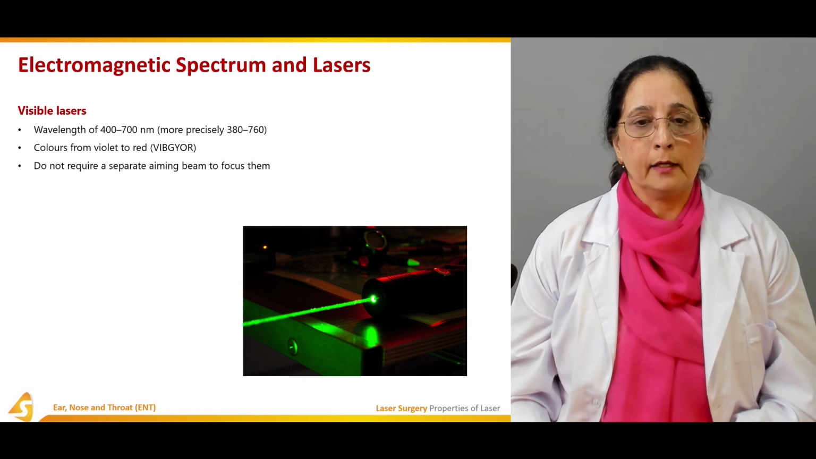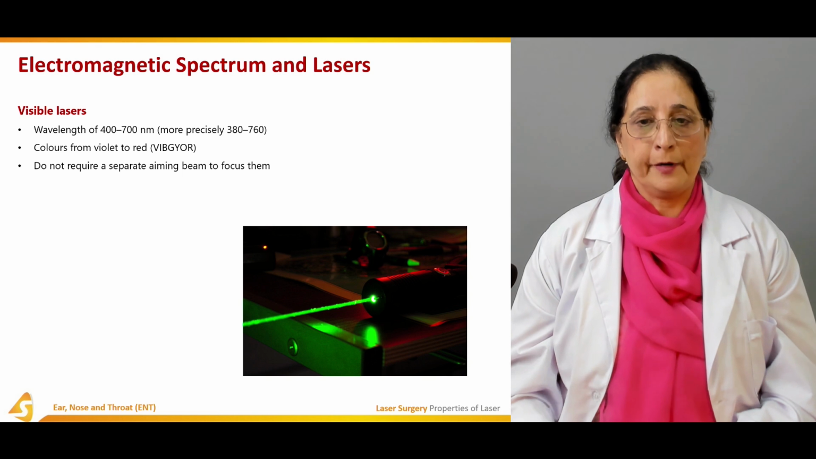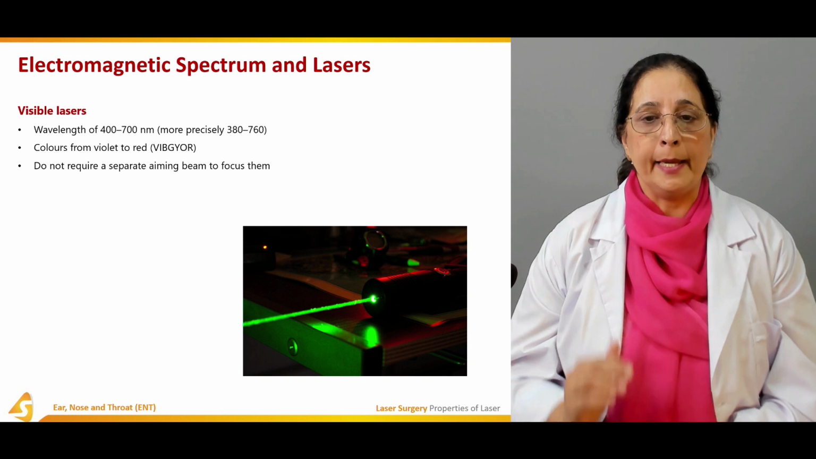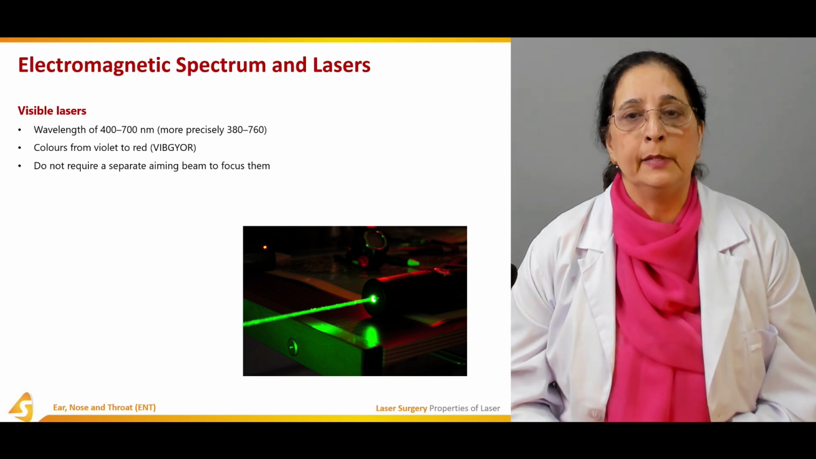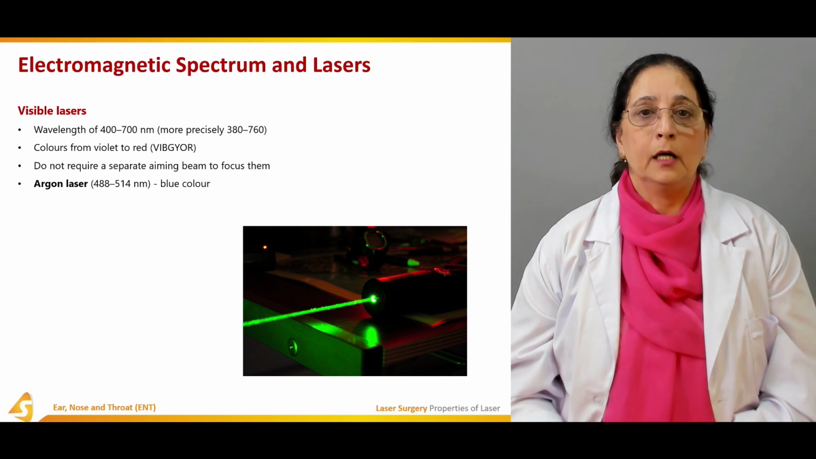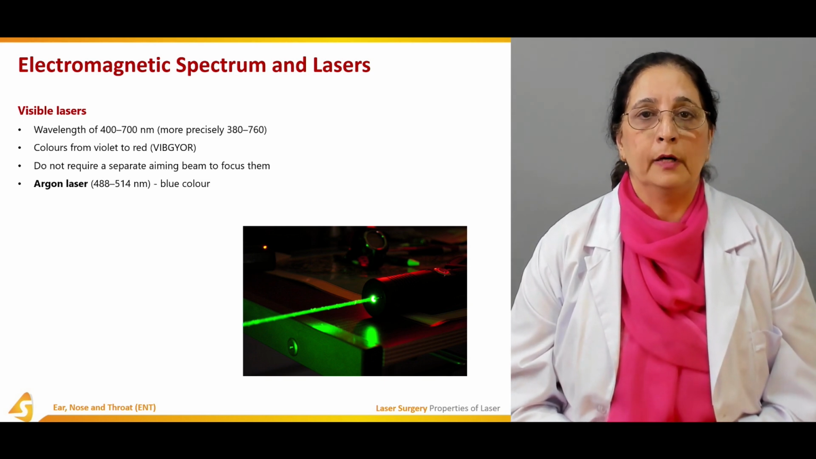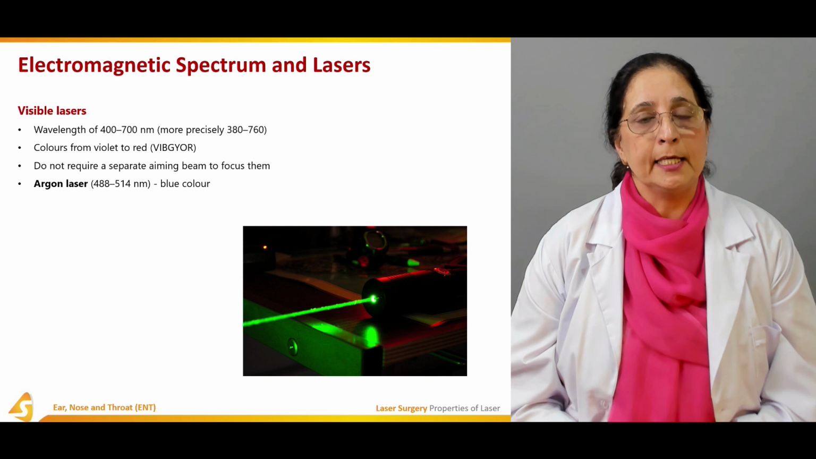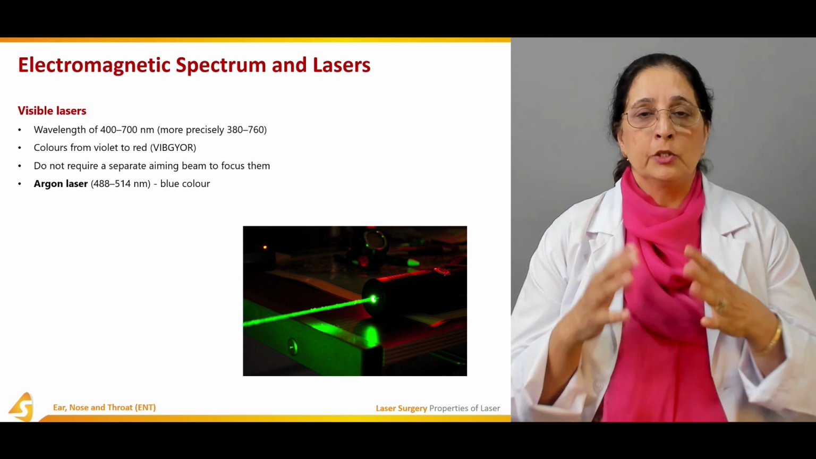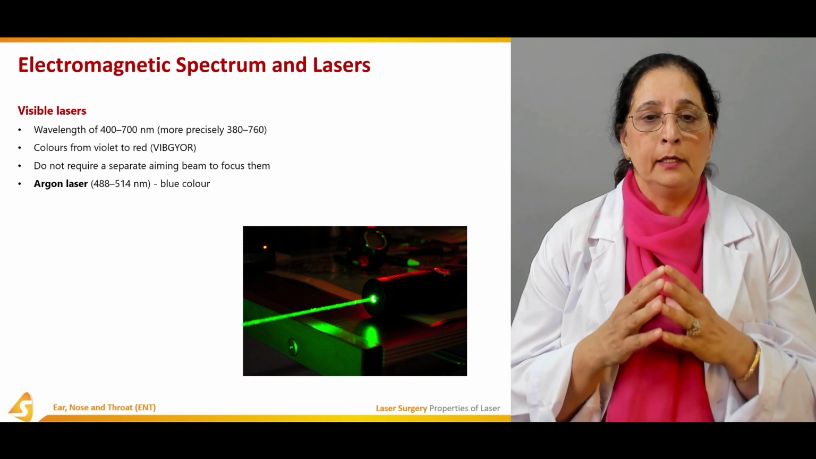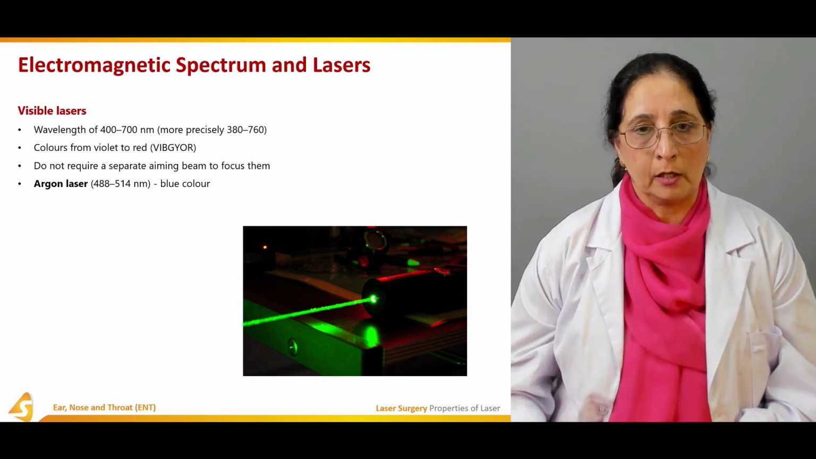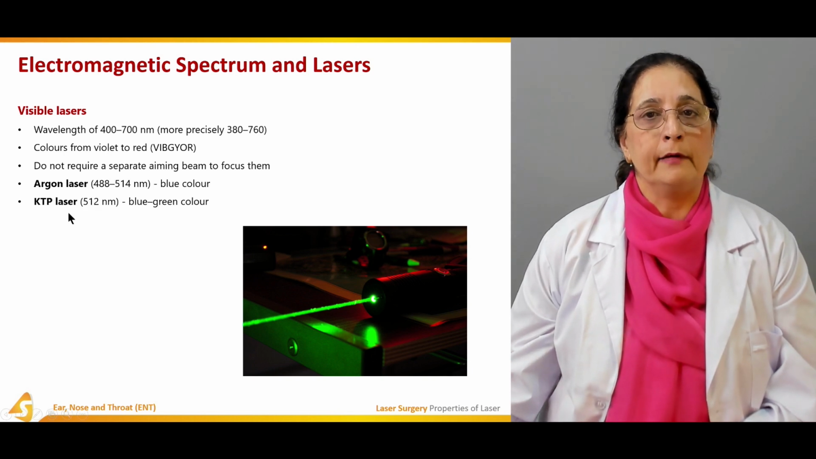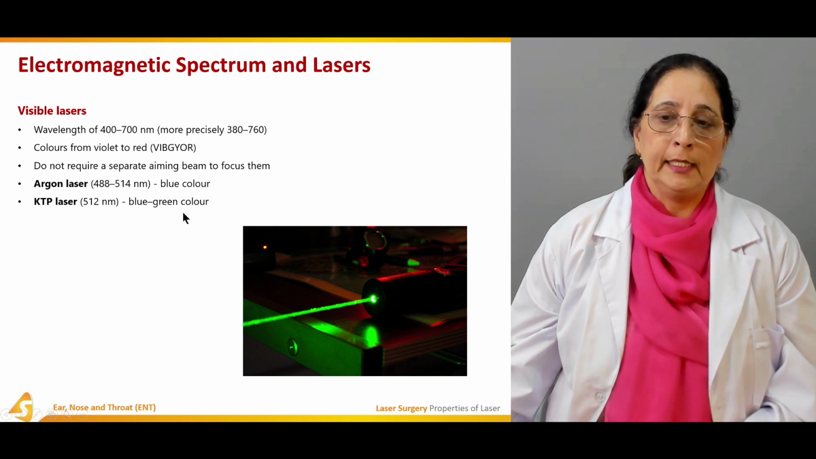They do not require a separate aiming beam to focus these visible lasers. The argon laser is of blue color, and it falls in the range of 488 to 514, so it's within the visible laser wavelength range. Then we have the KTP laser, which is 512, blue-green color.